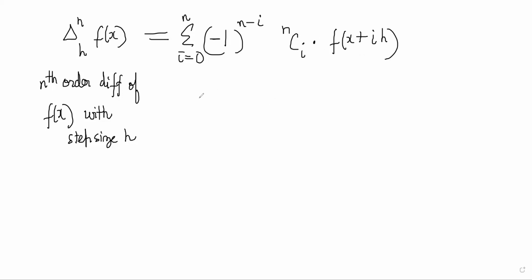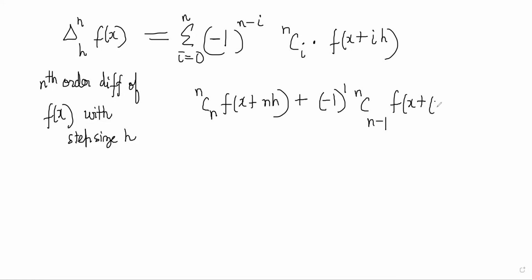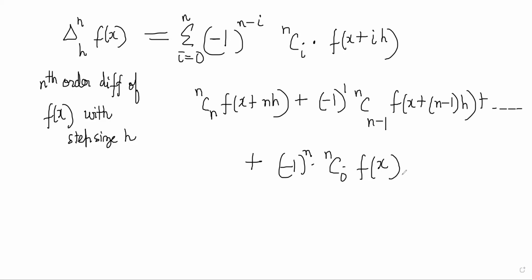So think about it. The first term here would be what? When i is equal to n, you would get nCn f of x plus nh. And the next term would be plus minus 1 power 1, nC(n minus 1) f of x plus (n minus 1)h, and so on. The last term will basically be when i is equal to 0, you get minus 1 power n, nC0 f of x, right? So this is the overall expansion.